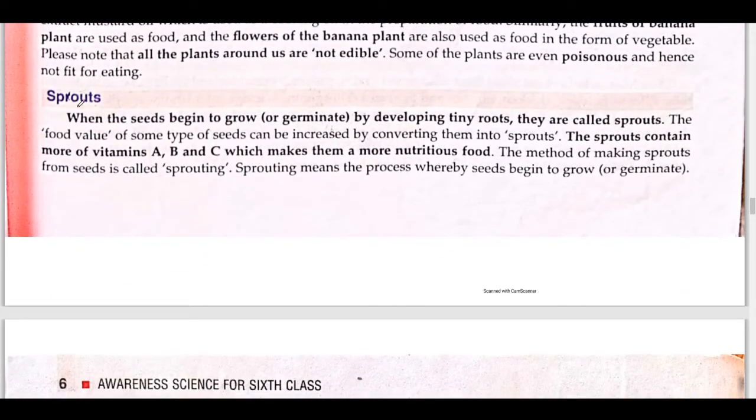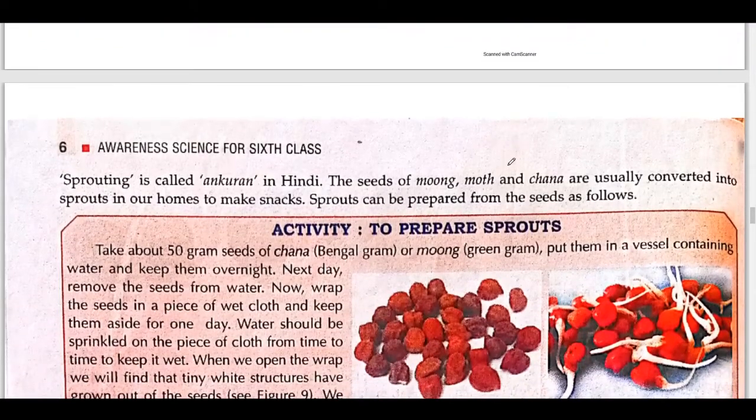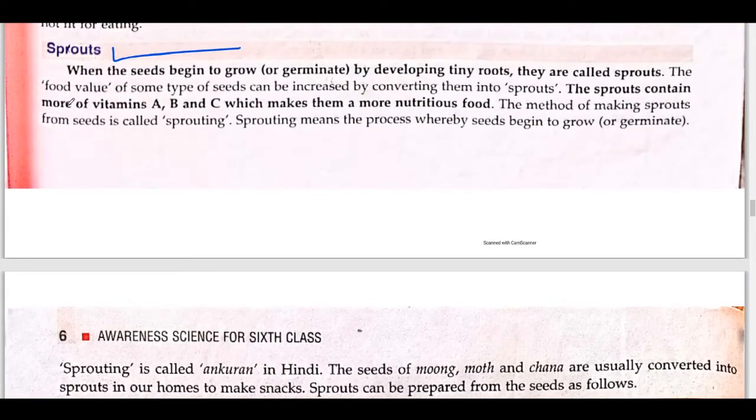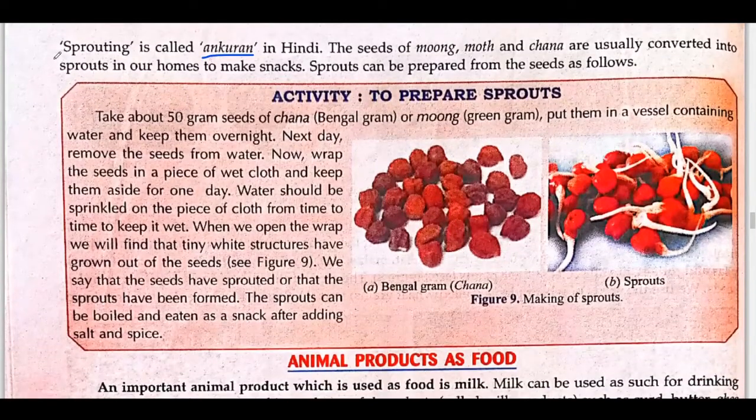Next point is sprouts, okay? Sprouts. Now I'll tell you what is sprouts. See, look at here. When the seed begins to grow or germinate by developing tiny roots, they are known as sprouts. Sprout is also known in Hindi as ankurit, right? So these are known as sprouts. Now I'll tell you, the sprouts contain more of vitamin A, B, C, which makes them a more nutritious food, right? So these sprouts contain more vitamins, right?